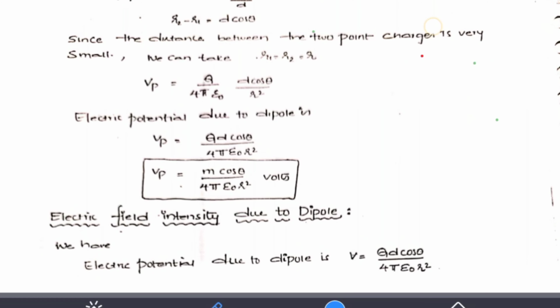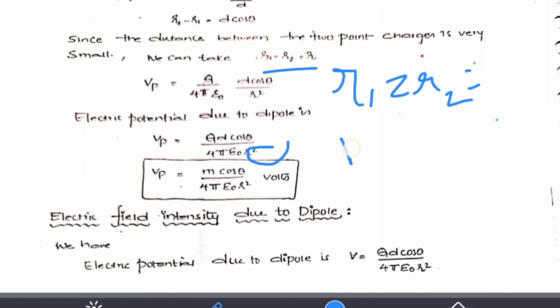Assume that R1 equal to R2 approximately equal to R. If you substitute this, then we can write QD cos theta by 4 pi epsilon naught, with the denominator R square. Therefore, Vp equal to QD, known as M or P.